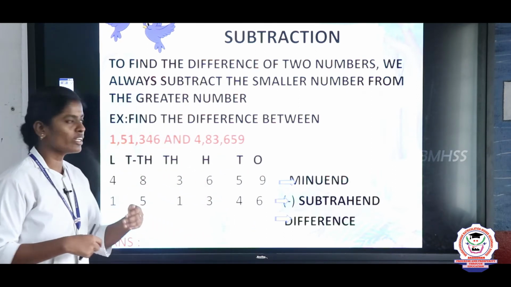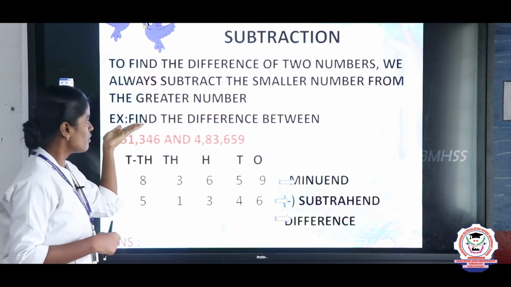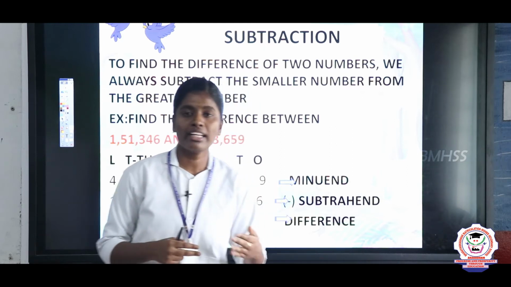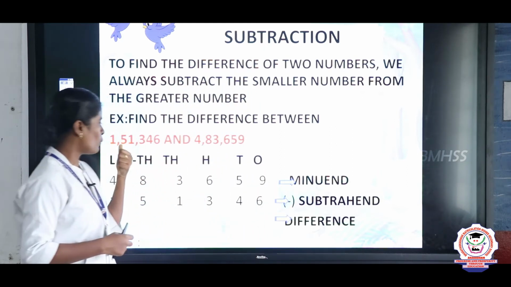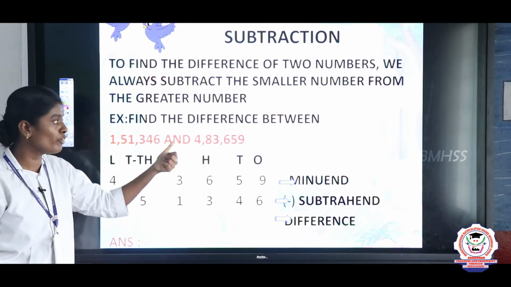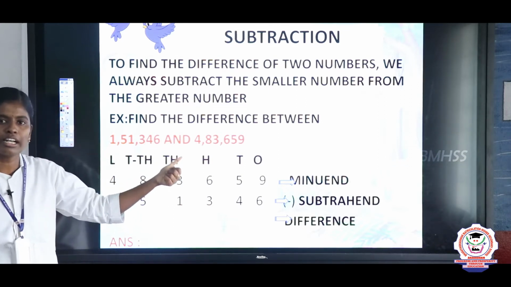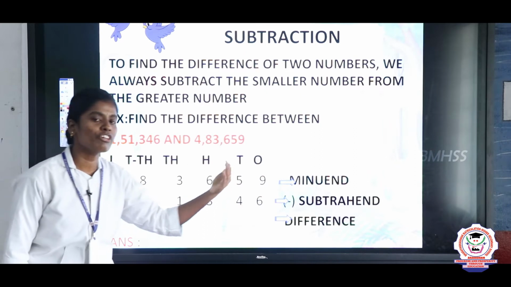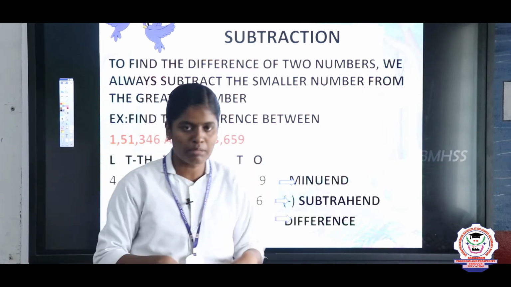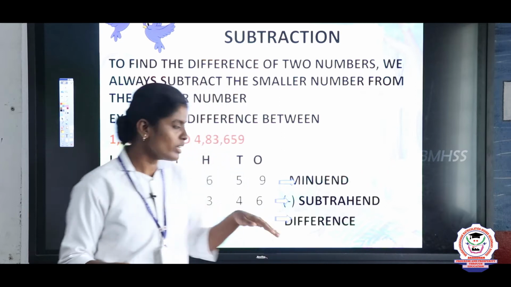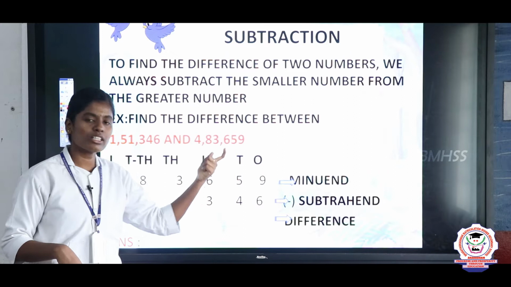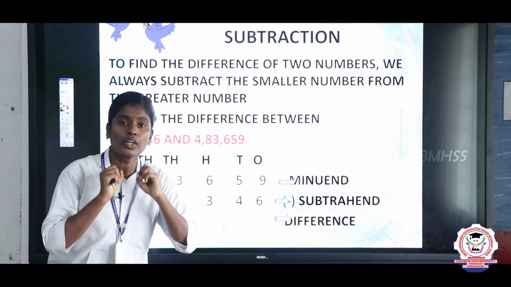So listen my children, here one question is given. Find the difference between 1,51,346 and 4,83,659. Already you know, first you write the greater number on top, then the smaller number below, right? So compare these 2 numbers. 4,83,659 is the greater number.